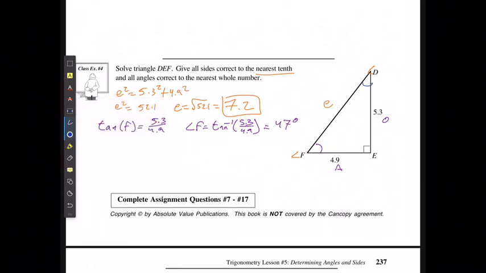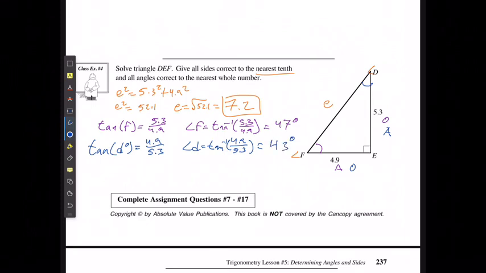And for angle D, I know my opposite and my adjacent. They're going to be the reciprocal of angle F. So tan of angle D is going to equal 4.9 over 5.3. Or angle D is going to equal tan to the negative 1 of 4.9 over 5.3. And the angle to the nearest whole number is going to wind up being 43 degrees.